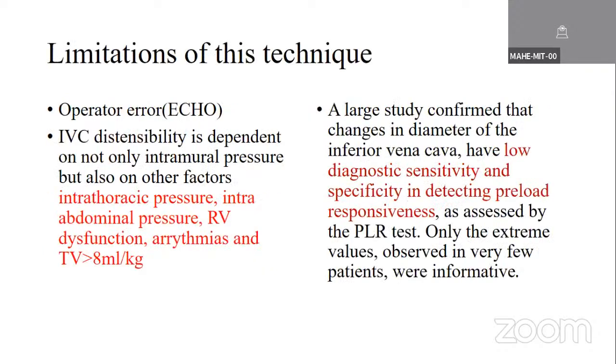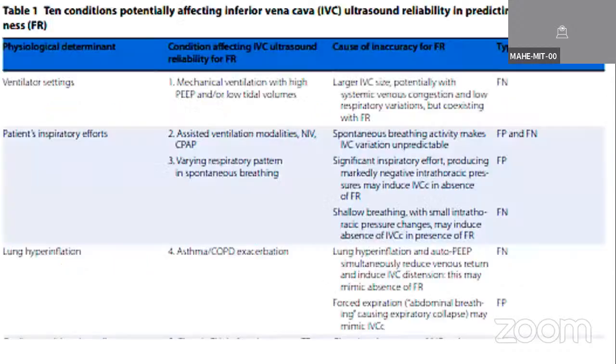But there are limitations in measuring IVC as well. It depends on the physician, and if you have not kept the probe or are not measuring it right, it can give wrong values. Other confounding factors are increased intra-abdominal pressure, RV dysfunction, and arrhythmias. If you use a tidal volume lower than 8 ml, it can give false values. And a study showed low diagnostic sensitivity and specificity in detecting preload responsiveness with the use of this vena cava diameter.